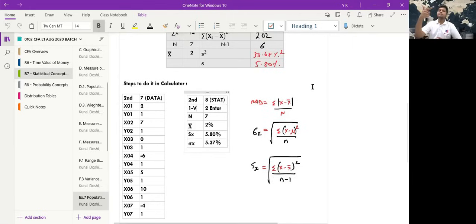Range, mean absolute deviation, population variance and sample variance, or population standard deviation and sample standard deviation. The only difference between population and sample is in the denominator, which is n minus 1. In exam, don't worry, they will tell you whether it's a population or a sample. Most of the times you will have sample, so you will divide it by n minus 1. Clear?